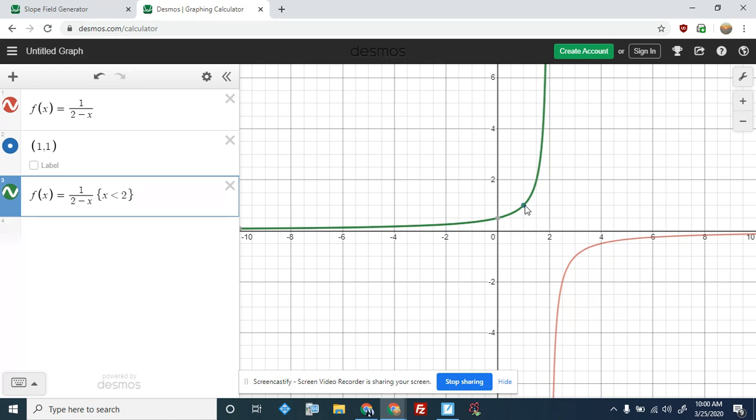And that's basically it. It doesn't come up too much on the AP test, but it has come up, I think, a handful of times. All right, that is it.